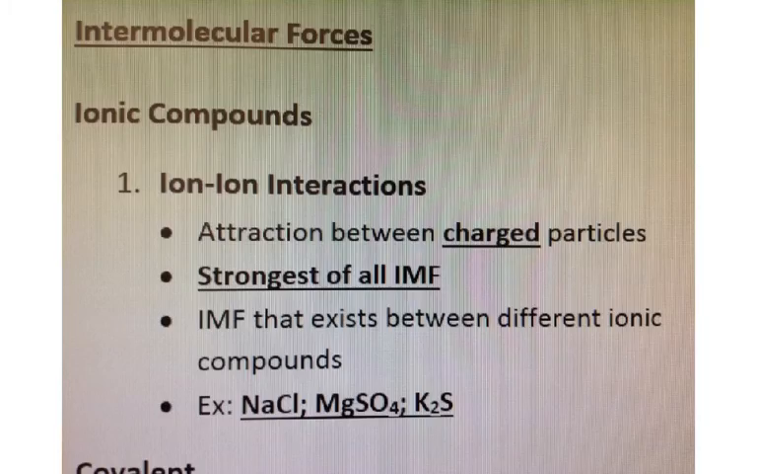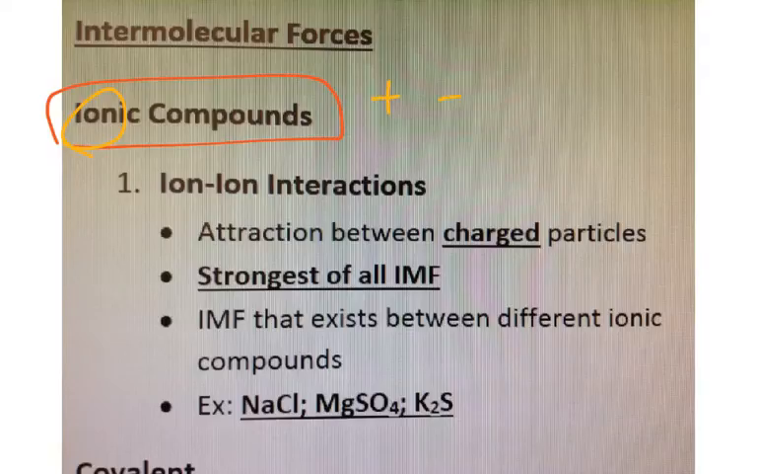All right, there are four types of intermolecular forces that you're going to need to identify and figure out the characteristics for. The first one is for ionic compounds. And ionic compounds, if you remember, are ions. And what is an ion? An ion is something with a positive or negative charge. As you know, positives and negatives are attracted to one another.